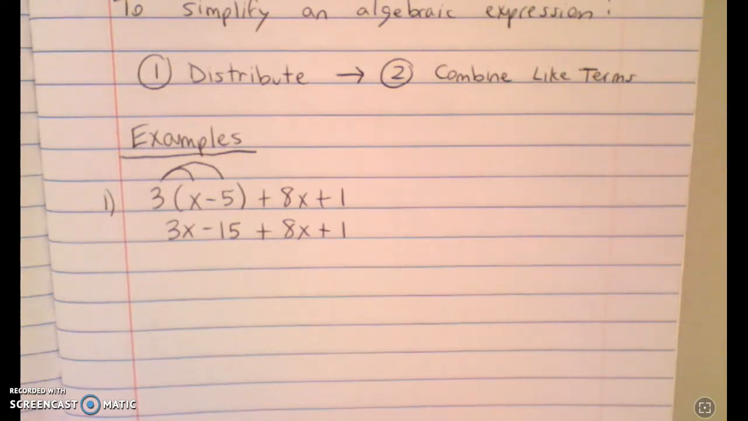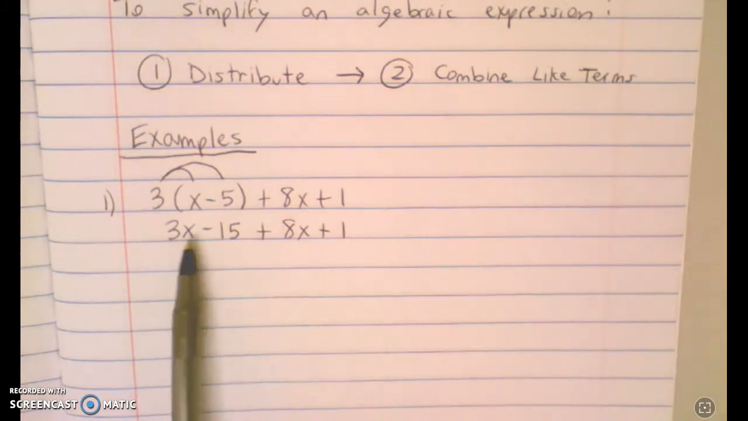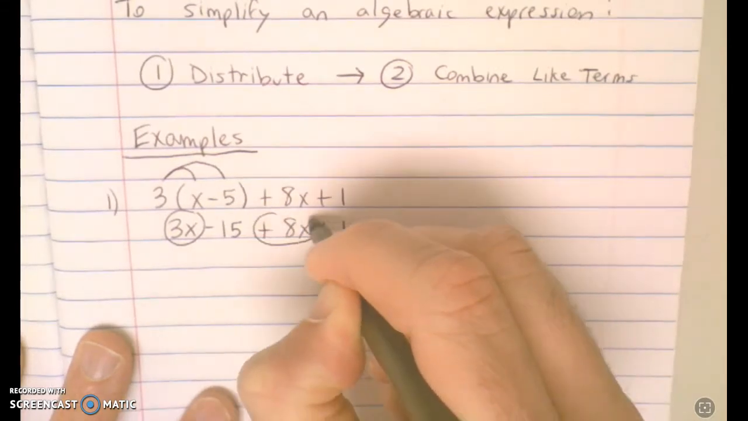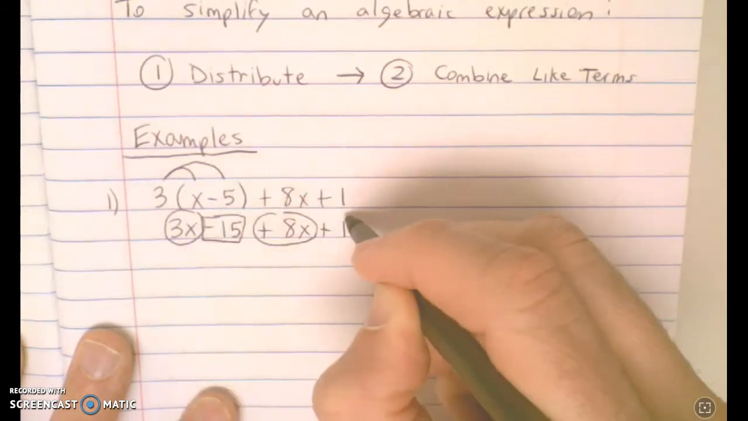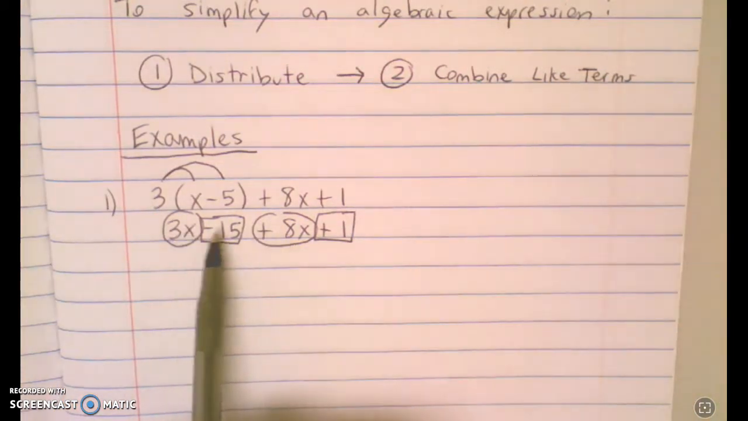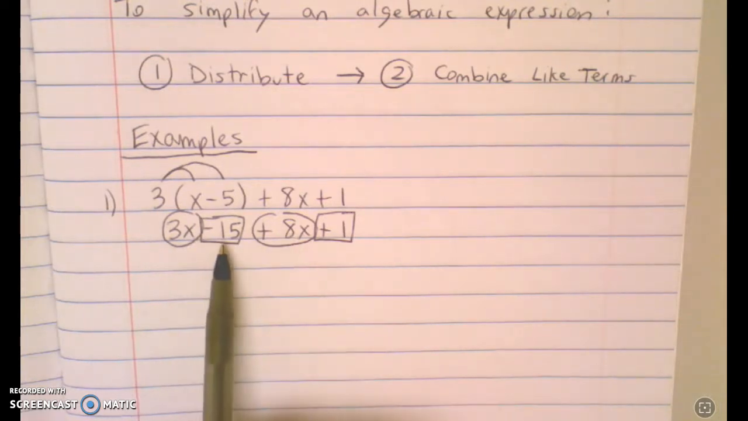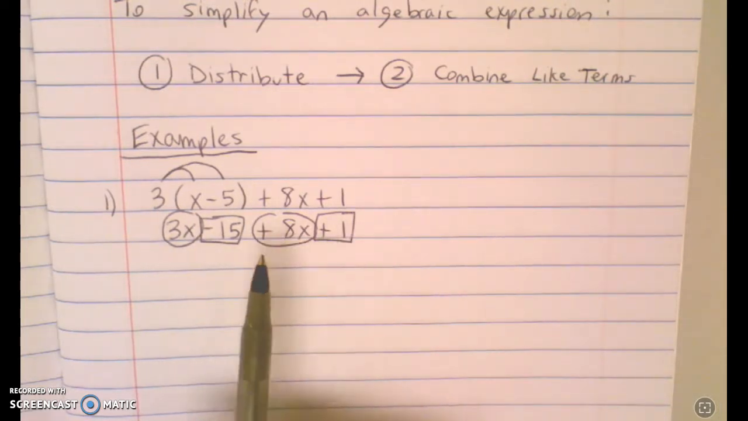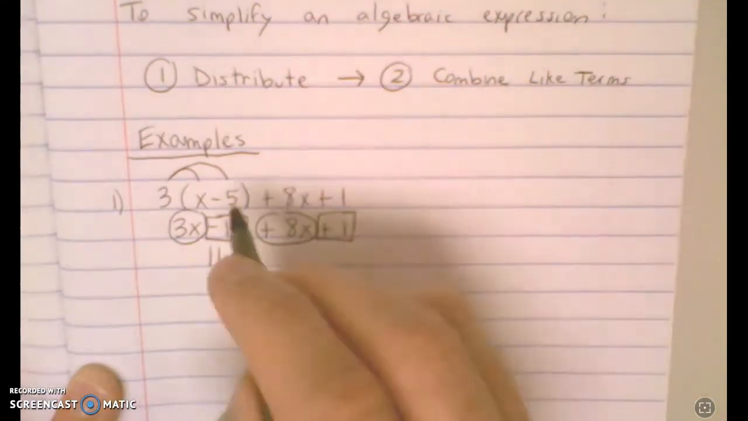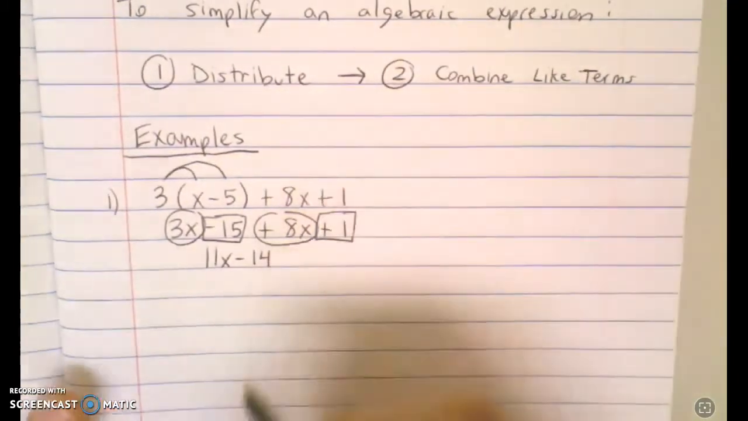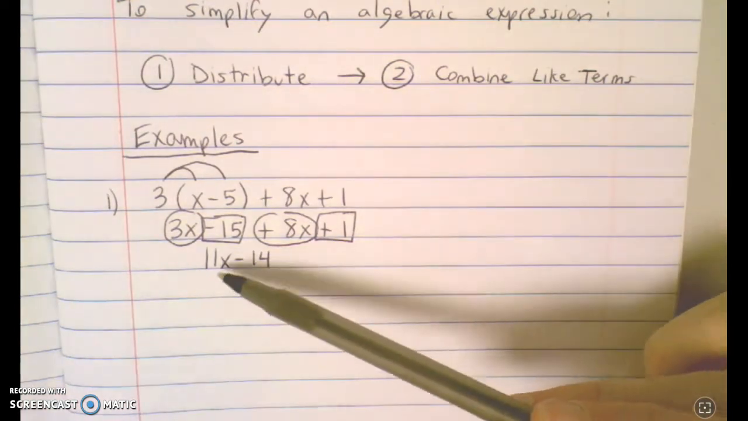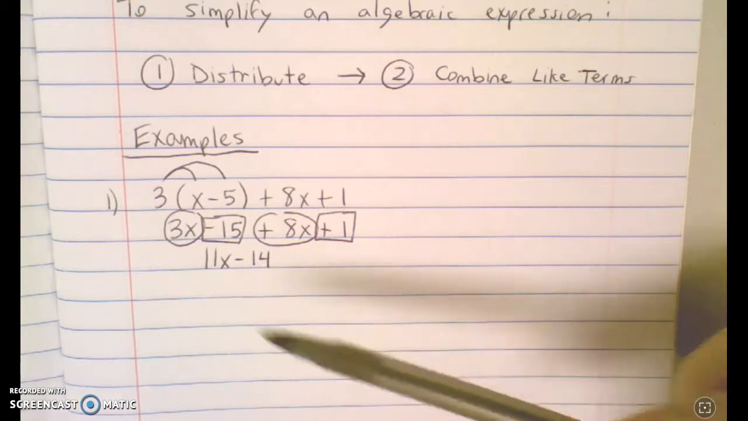And now I'm just combining like terms. So my like terms here are 3x and 8x. So I can circle those if that helps you to see that. 3x plus 8x minus 15 plus 1. So the 3x and the 8x are in circles because they're like terms with the x value. And then the constant terms here are negative 15 and 1. So 3x plus 8x is 11x. And negative 15 plus 1 is minus 14. And then you're done, because now I cannot simplify this any further. There are no like terms, and there are no parentheses.